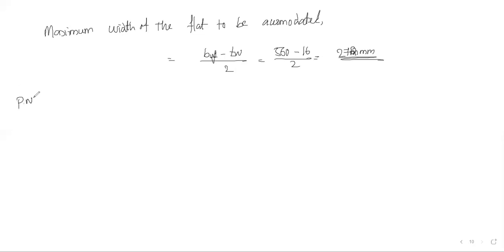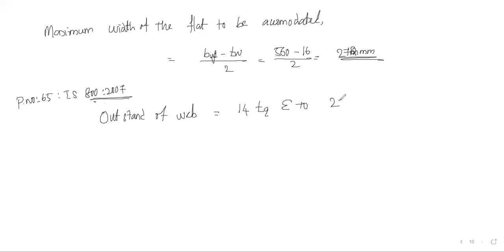So from page number 65 of IS 800 2007, outstand of web. The condition is 14 times of Q epsilon to 20 times of TQ of epsilon, whereas TQ is nothing but thickness of web. So that is 16 mm. So the outstand length is to be between these two lengths.